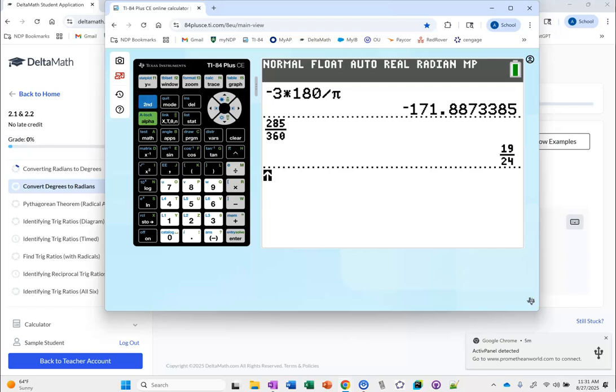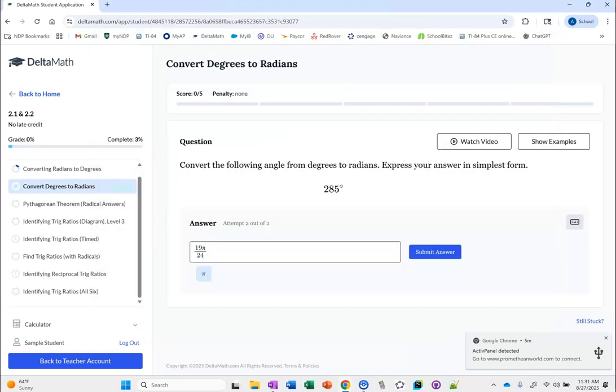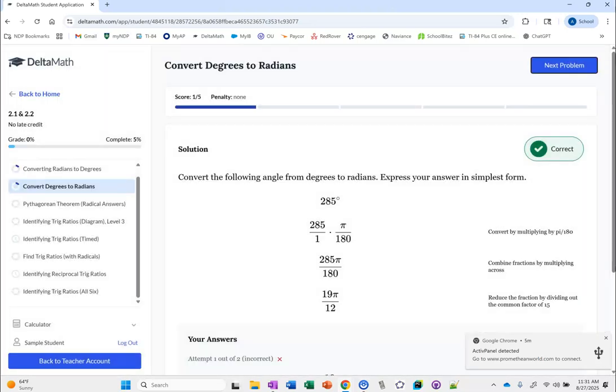Let's try that one more time. No, that's not what I told you to do. So let's try 19 pi over 12. There we go. All right, so far, so good?